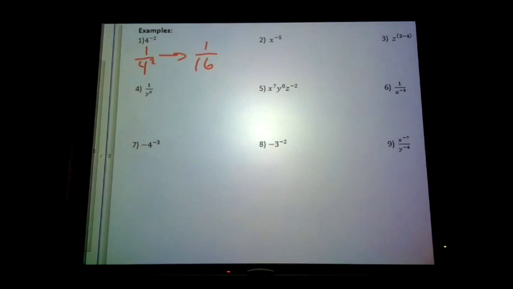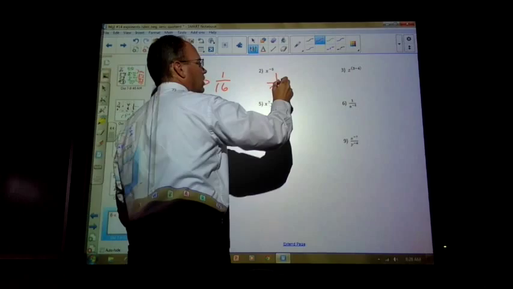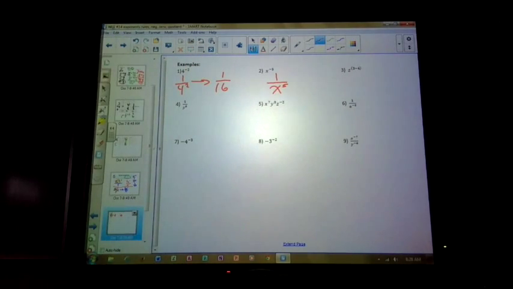All right. Tyler. X to the negative 5th. How are we going to make it a little bit happier? 1 over x to the 5th. Sweet. You're absolutely right. 1 over x to the 5th. And I can't simplify because x is a variable, right? I'm not multiplying anything out.